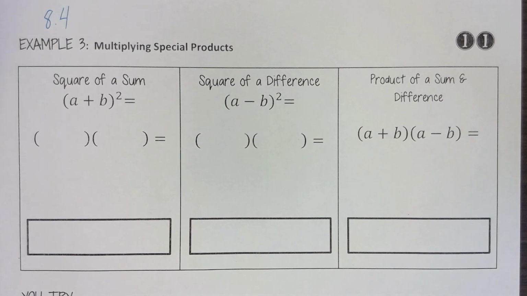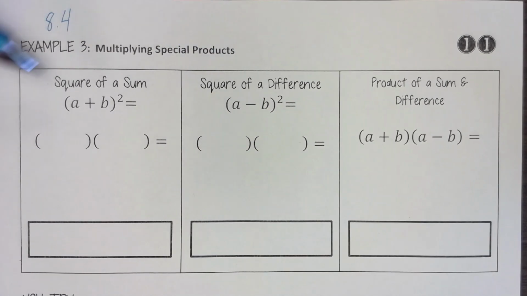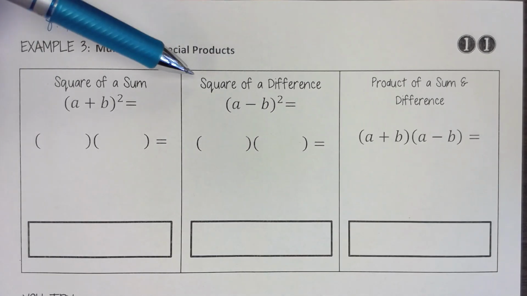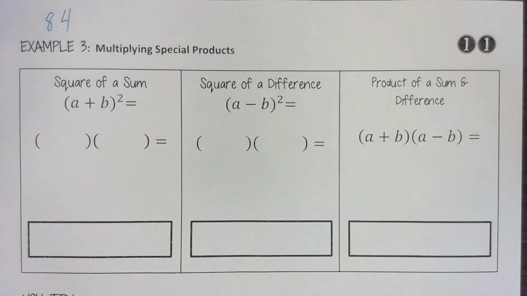Yesterday, we learned about the FOIL method and learned that we can multiply a binomial by doing first, outside, inside, and last. And now we're going to use that same idea today a lot to figure out what to do with these three different special product cases. We're going to look at a square of a sum, a square of a difference, and product of a sum and difference. So let's dive right into it.